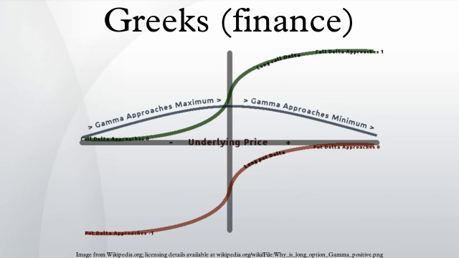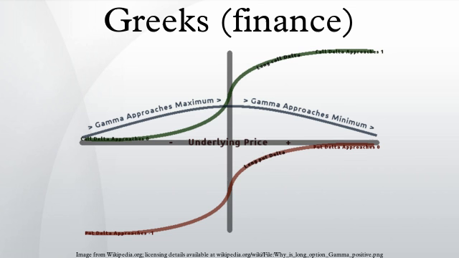With positive vomma, a position will become long vega as implied volatility increases and short vega as it decreases, which can be scalped in a way analogous to long gamma. An initially vega neutral, long vomma position can be constructed from ratios of options at different strikes. Vomma is positive for options away from the money, and initially increases with distance from the money.